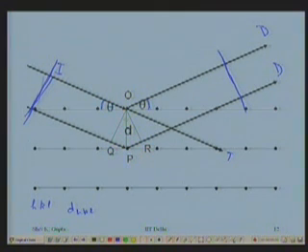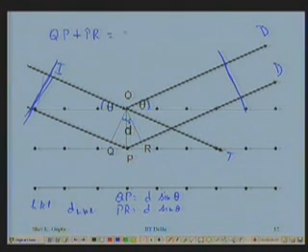This angle is theta, this angle is also theta, and therefore QP is equal to d sin theta. Similarly, this angle is also theta, so PR is also equal to d sin theta. And the total difference in the path, QP plus PR, is equal to d sin theta plus d sin theta, which is 2d sin theta.